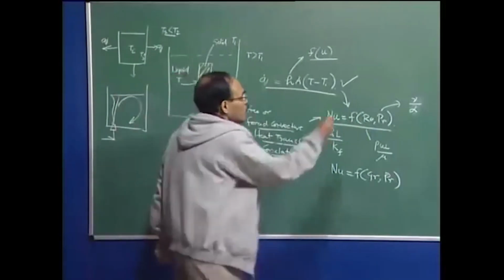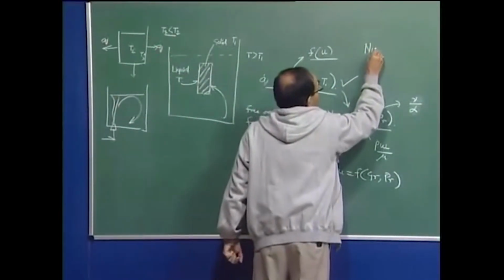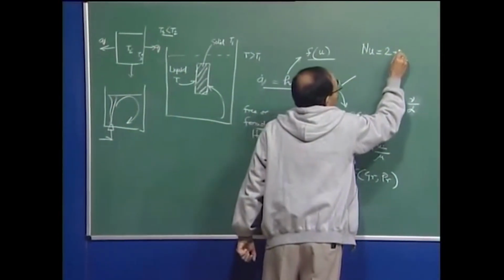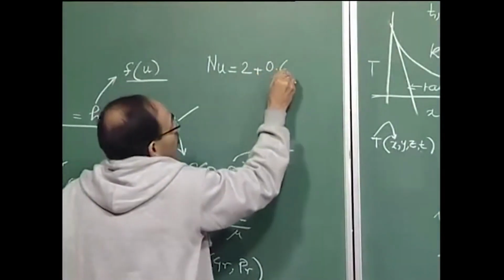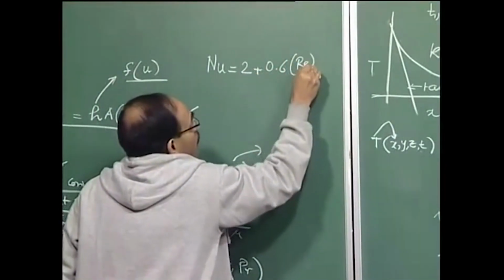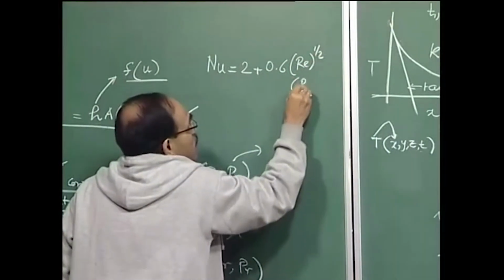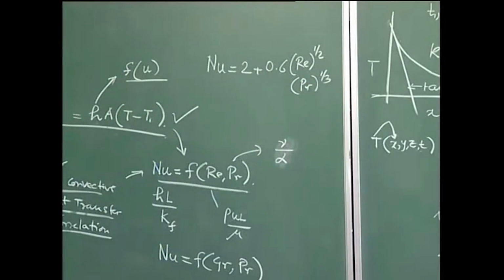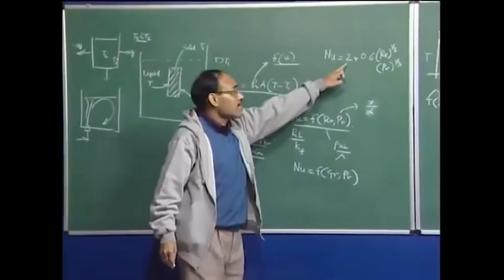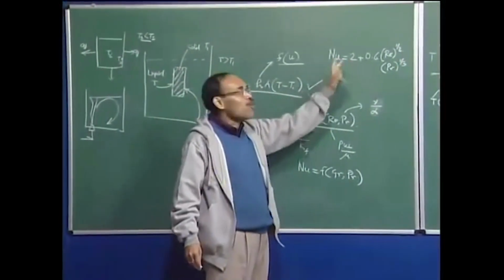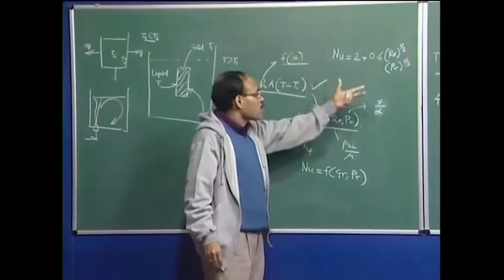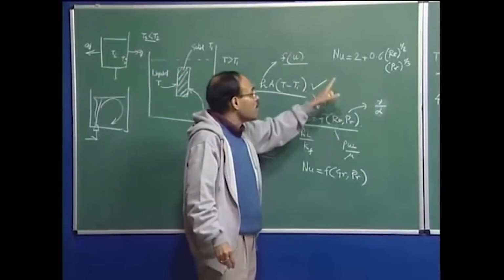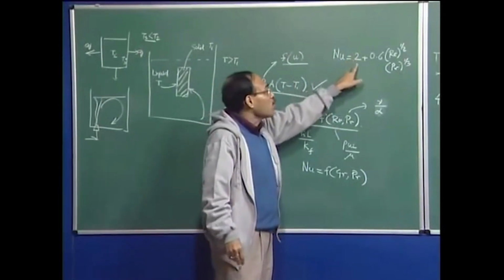For example, we have seen this correlation maybe when you have done a heat transfer course. Flow past a sphere, I think it is 0.6 Reynolds raised to the power half, and Prandtl raised to the power 1/3, which is called the popular Ranz-Marshall correlation. And this too shows that it is applicable to a spherical geometry.